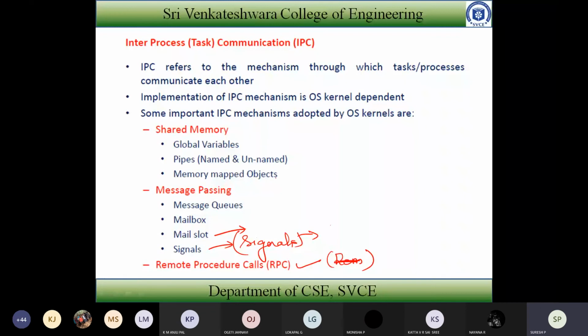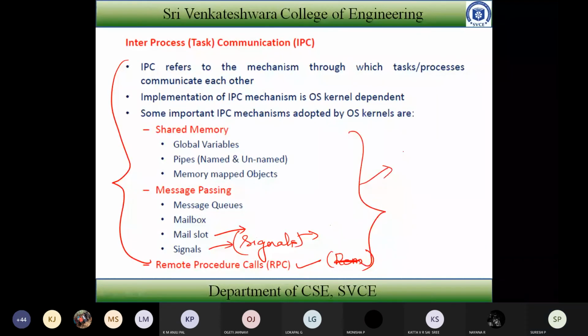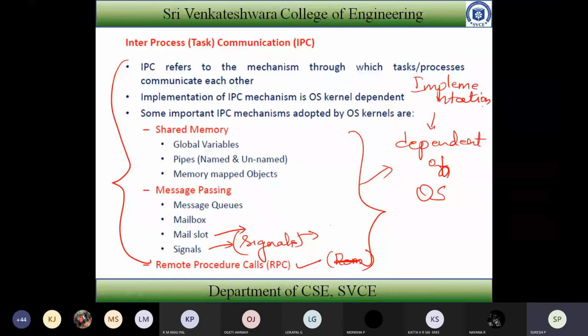If we talk about interprocess communication, this particular mechanism is dependent on the OS only. The implementation is mainly dependent on the OS. These are some of the IPC mechanisms which can be adopted, and it's mainly dependent upon the operating system. I will stop here now. In the next class, we will discuss each individual interprocess communication mechanism.